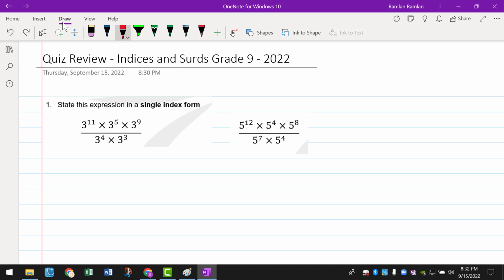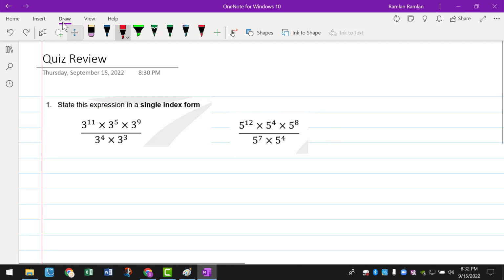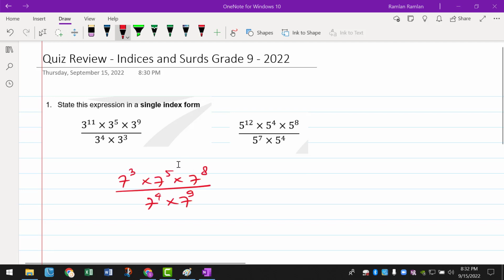Okay, so instead of me solving these two questions, I'm going to make a new question for you using the same concept. Okay, so this is a question that I just made. If you want to state this expression in a single index form, we need to understand the law of indices first, or law of exponent.